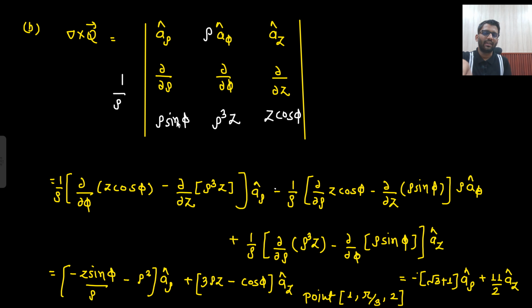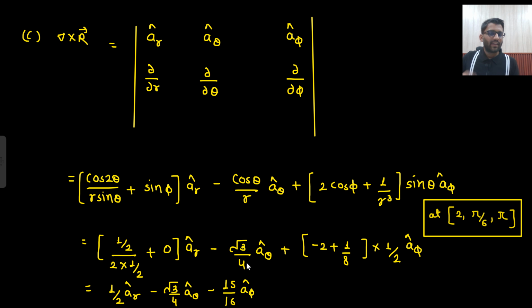phi minus del by del z rho sin phi plus 1 by rho. 1 by rho will be everywhere, a z cap term will come, so del by del rho rho cube z minus del by del phi rho sin phi. So then I solved it and put the value. This is the answer I am getting. Okay, after solving it, I will write down only the formula.